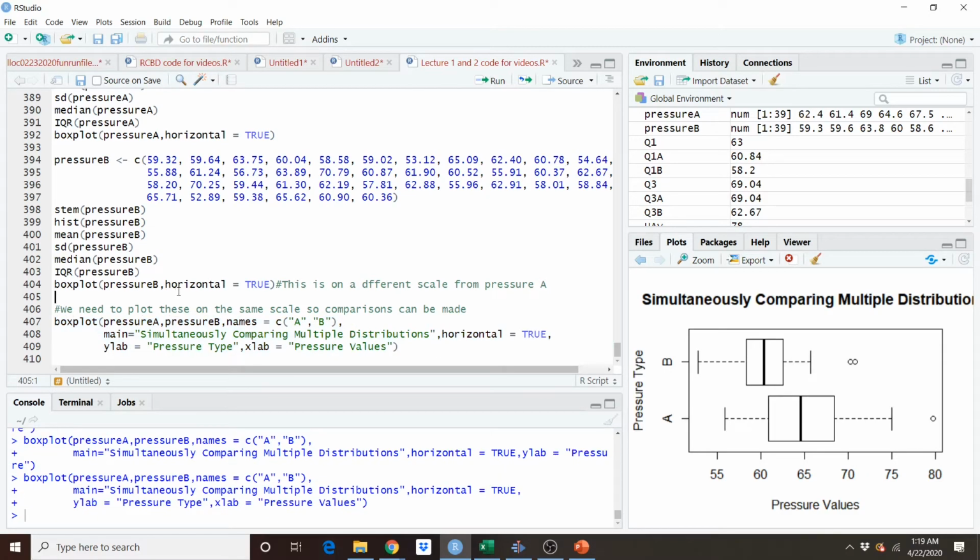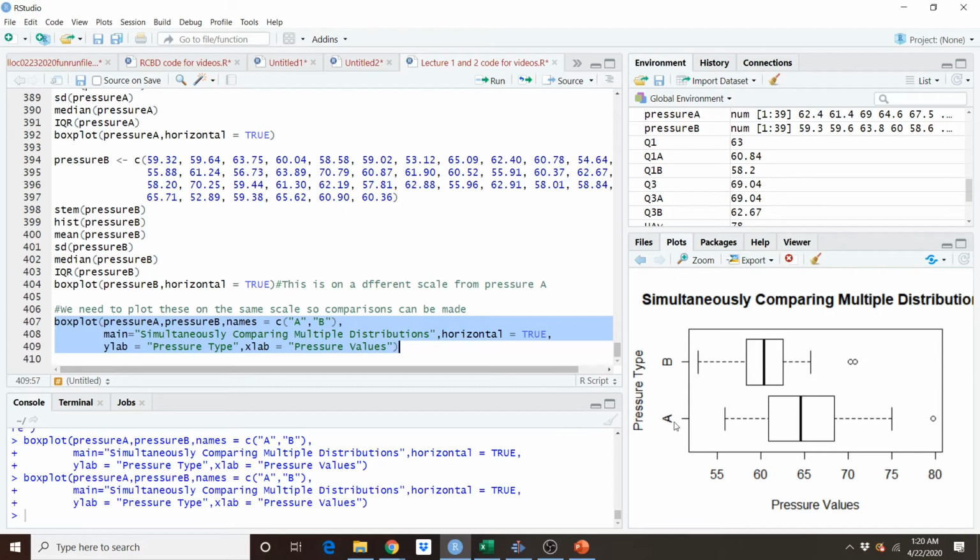Since these are on different scales, we need to put them on a similar scale. To do that, I'm going to do a box plot, and I'm going to have pressure A and pressure B. So I've got X and Y here. Now, I've named these A and B. My title is simultaneously comparing multiple distributions. I put these on a horizontal scale. My Y label is pressure type, so type A or B. My X label is pressure values. Now let's run this and see what we get.